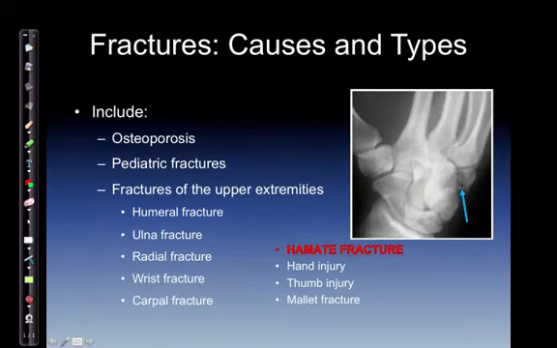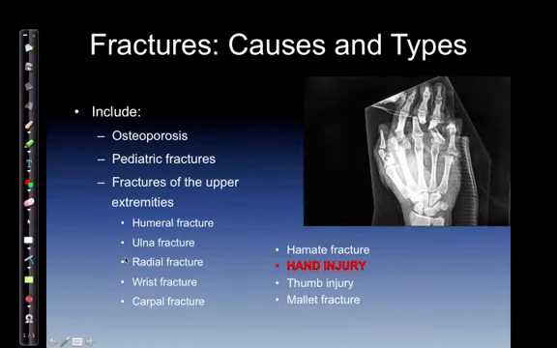Hamate fracture. This is the small finger and the ring finger area, and this would be our fracture right here. Very painful hand. Not a lot of hand movement after you've had this type of fracture. This is a hand injury, and if you'll notice, there's multiple fractures in the hands. This is inside of a pneumatic splint as well.